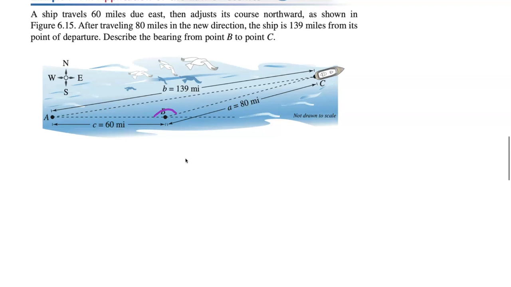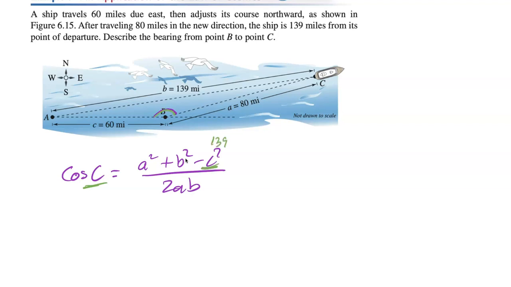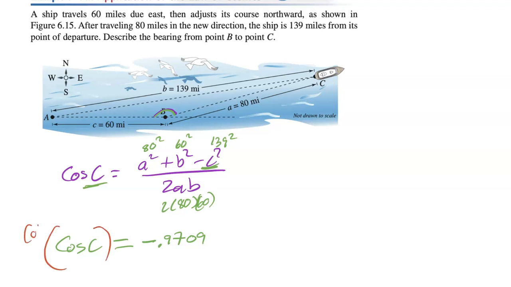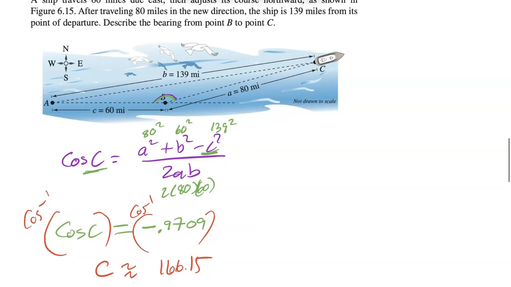So we're gonna use the formula I was giving you. So it'll be cosine of C is equal to a squared plus b squared minus c squared all over 2ab. Remember, the thing you're looking for is your c. So in this case, this guy is my c, and this guy is 139, and one of these is 80, one of these is 60. Does not matter. Put that into your calculator. We get negative 0.9709 for cosine c. We're going to inverse that. And c is roughly 166.15.